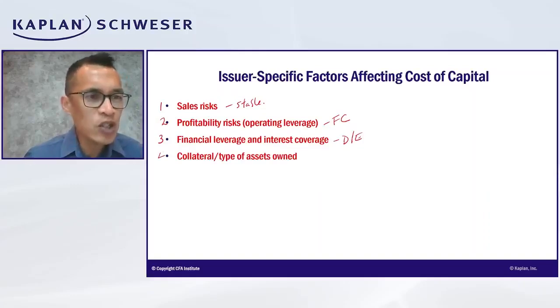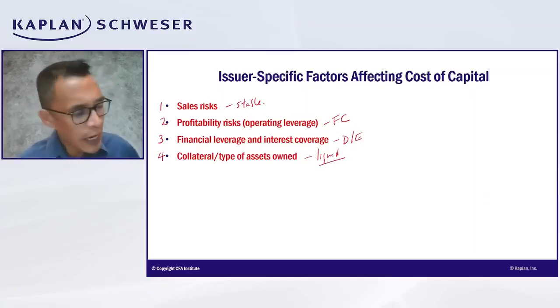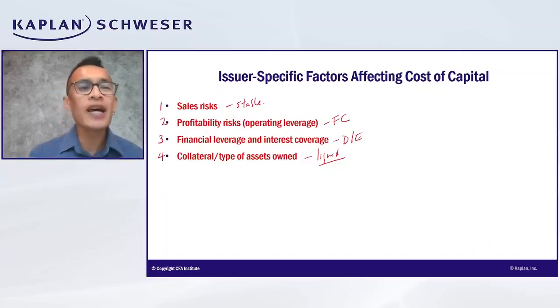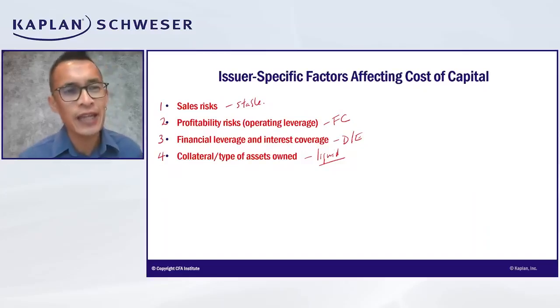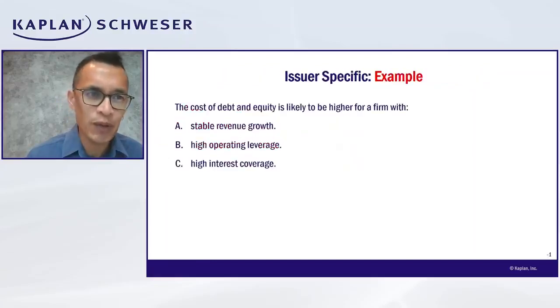And then the last one, which should be straightforward. The existence of valuable or especially liquid collateral, such as cash or marketable securities, or in some cases real estate as well, will lower the cost of debt. So that's how I would look at these. You don't want to just memorize the list. You want to think about the impacts on the cost of capital.